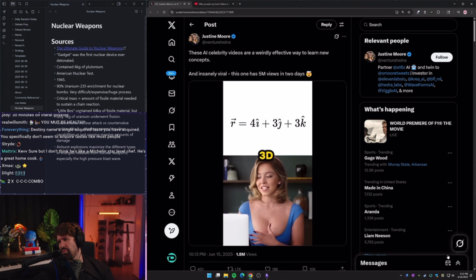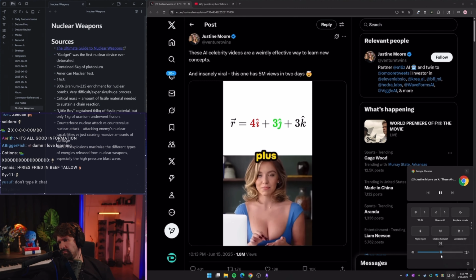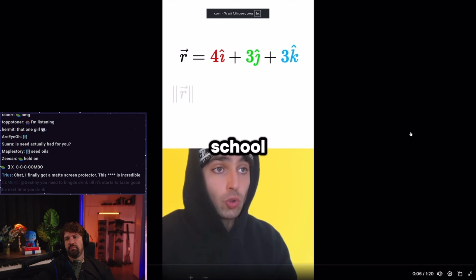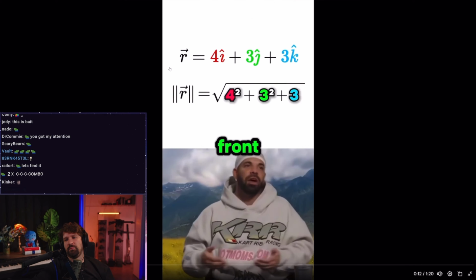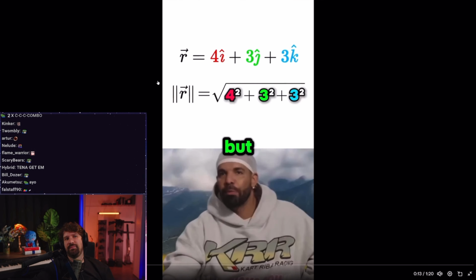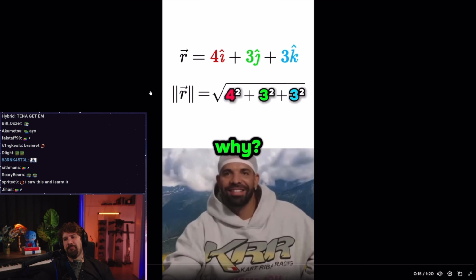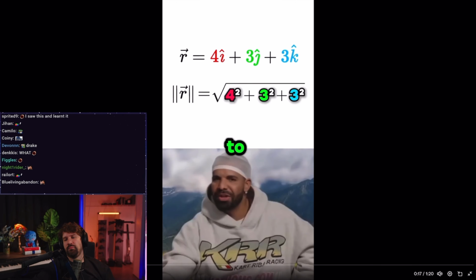Size of this 3D vector. 4i plus 3j plus 3k. Yo, I already learned this in school. Isn't it just the square root of the number in front of the i squared plus the number in front of the j squared plus the number in front of the k squared? Yeah. But do you even know why? Not really. Why even go to school then?